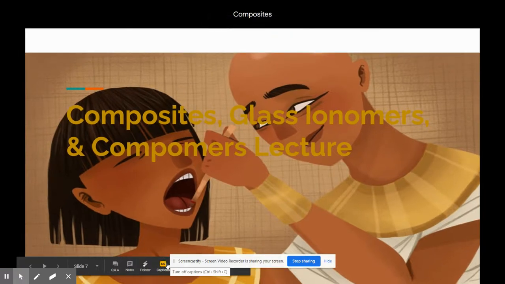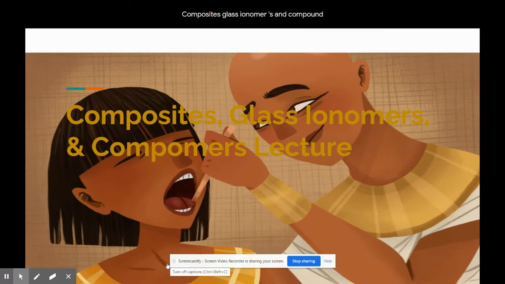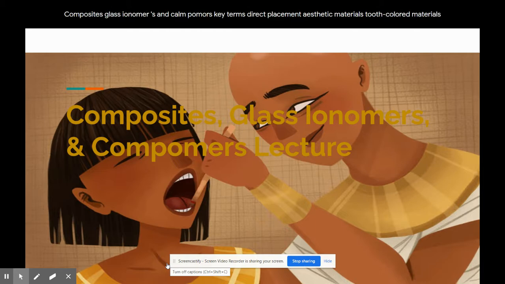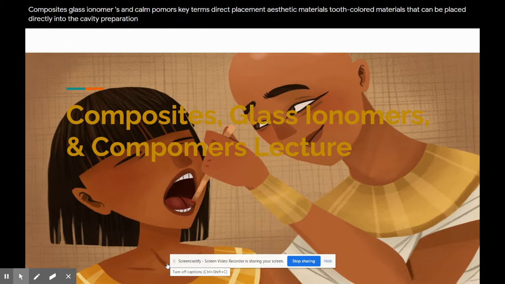Composites, glass ionomers, and compomers. Key terms: direct placement aesthetic materials, tooth-colored materials that can be placed directly into the cavity preparation without being constructed outside of the mouth first.